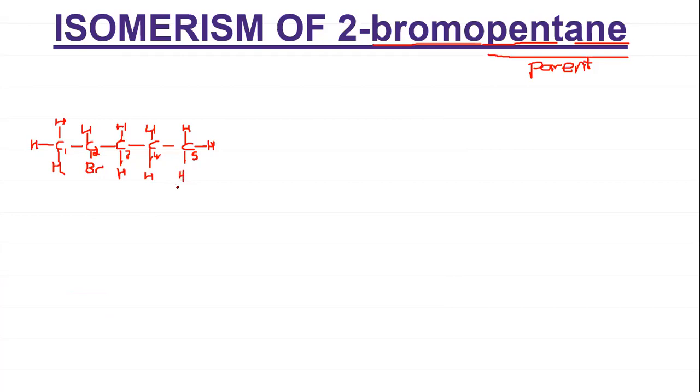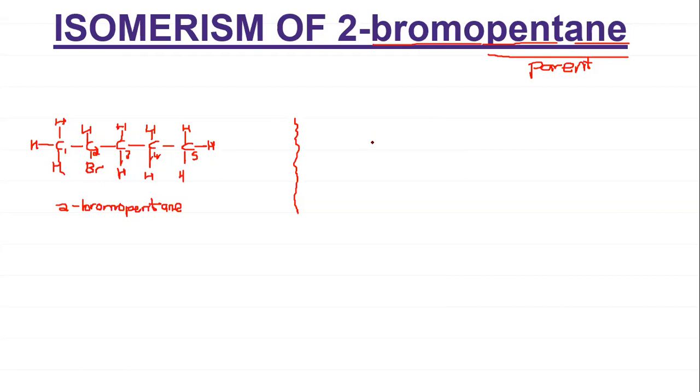Right, so this one, it's 2-bromo. There we go. Now let us draw an isomer of 2-bromopentane. So what I can do is I need to make sure that the molecular formula stays the same, but the structural formula doesn't stay the same.